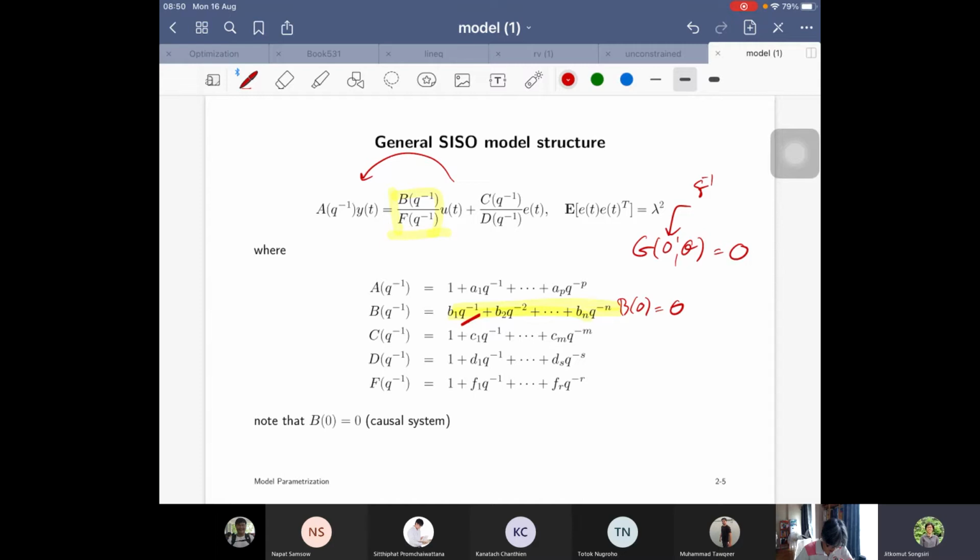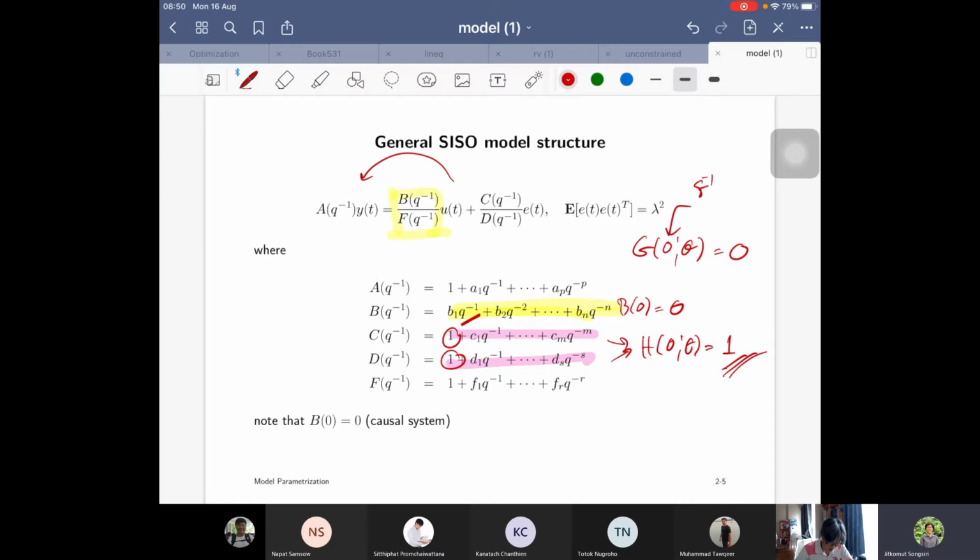And let's take a look at the polynomials c and d. You see that the coefficient here is 1, which means with these two expressions, it suggests that your transfer function H is normalized to 1.